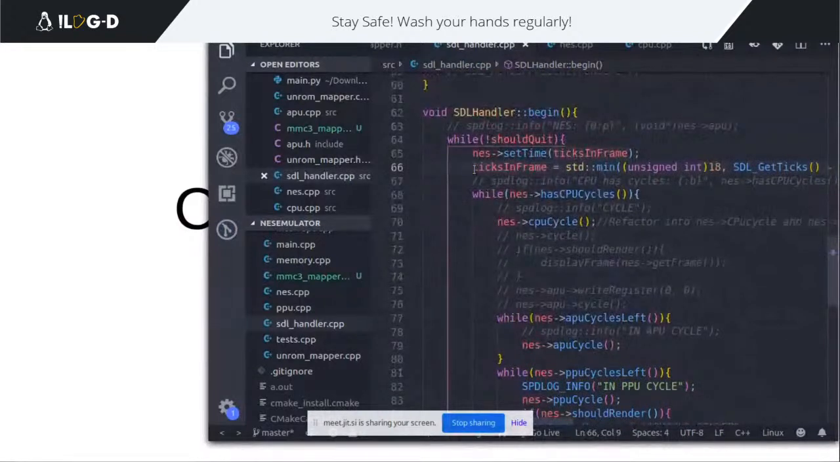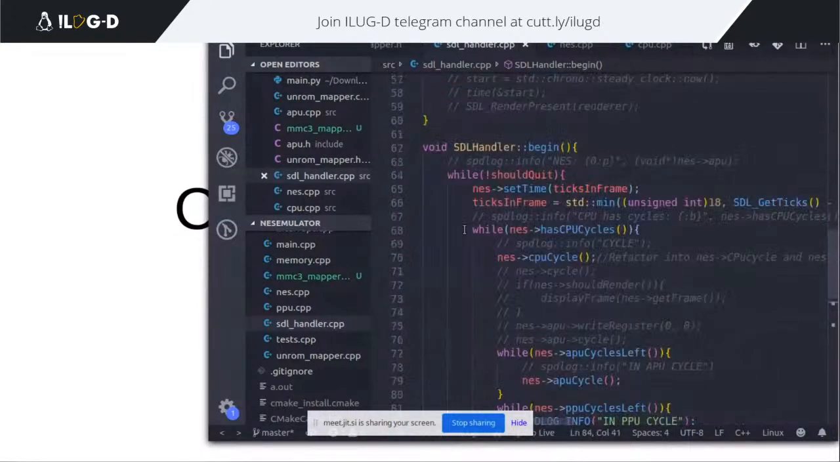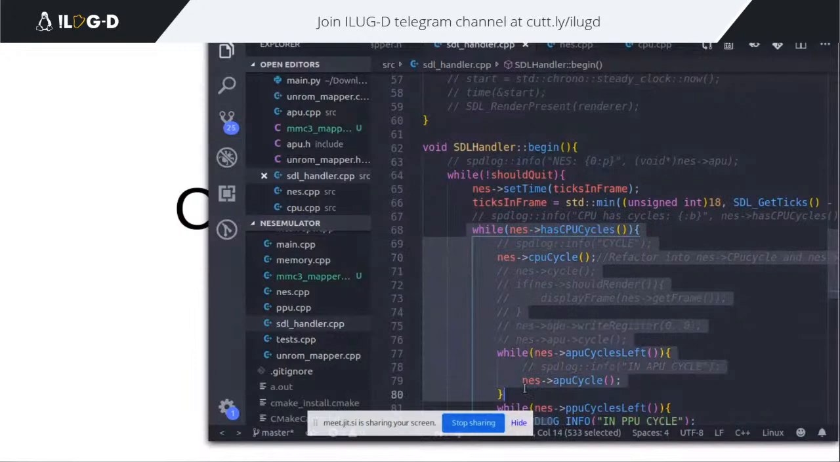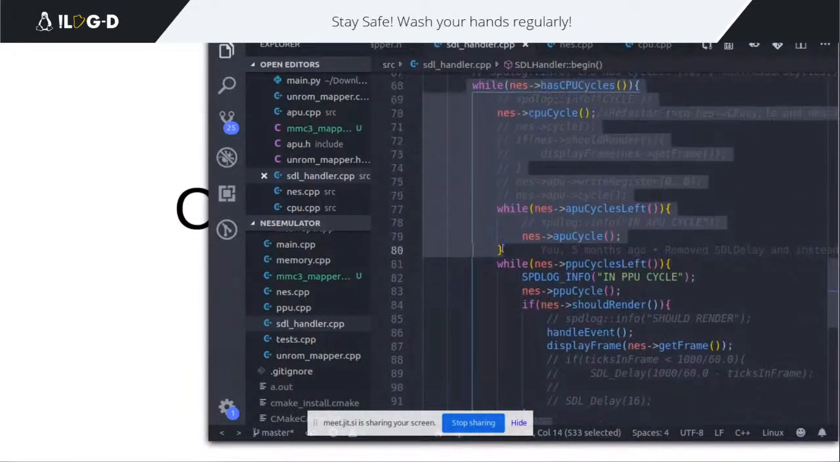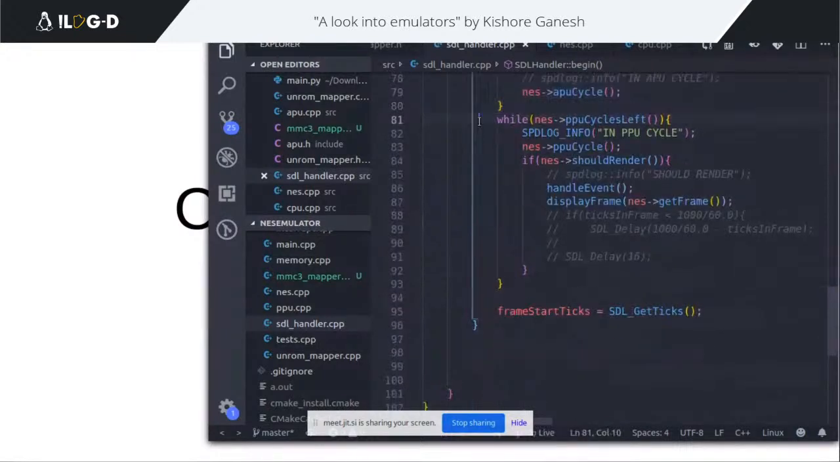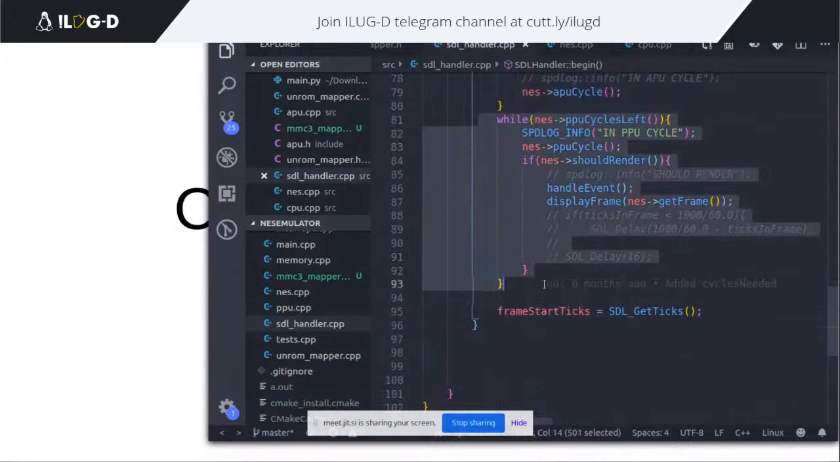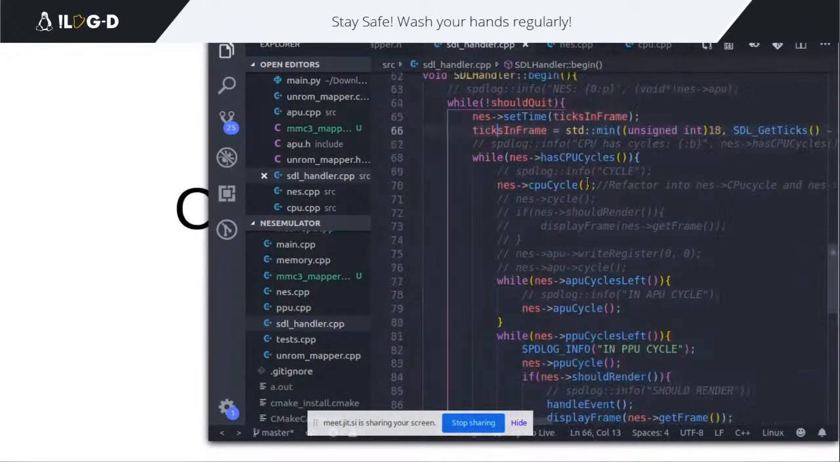So there is an infinite loop going on, right? It's the core game loop. This is the core game loop of the emulator, right? And so what's happening is, as long as the NES has CPU cycles, it is going to keep cycling. And as long as it has audio processing unit cycles, it's going to keep cycling. And also, as long as it has picture processing unit cycles, it's going to keep cycling. But this sort of stuff is being replenished by the NES set time function.